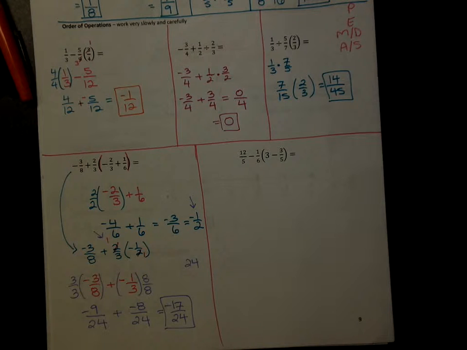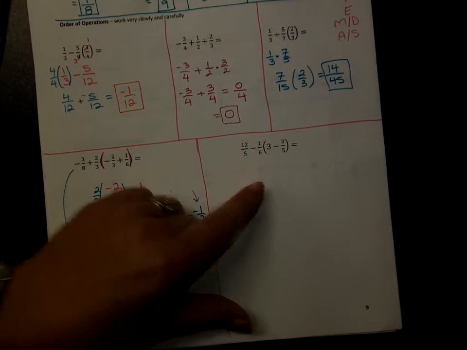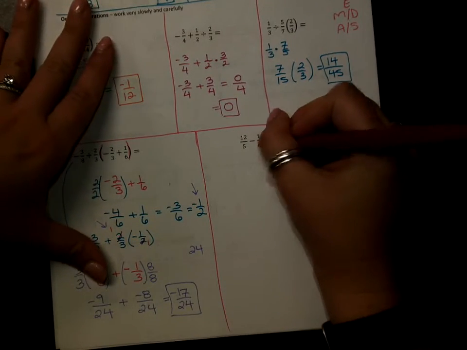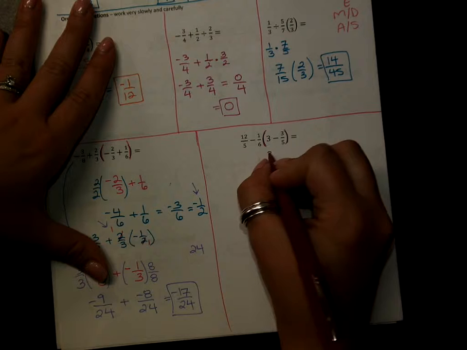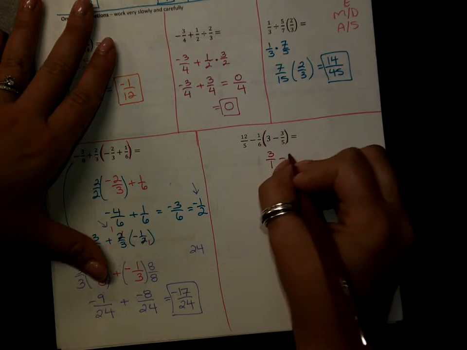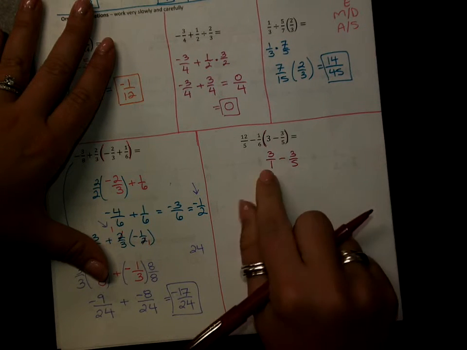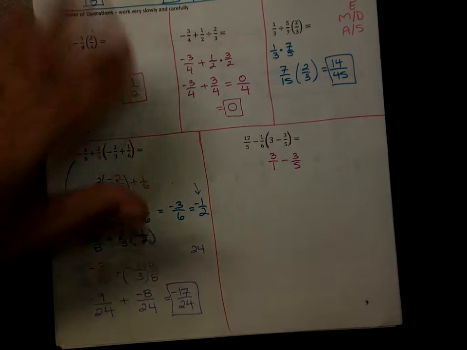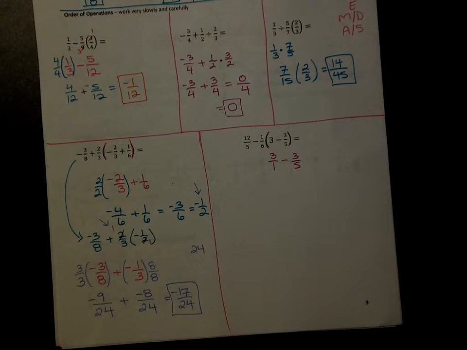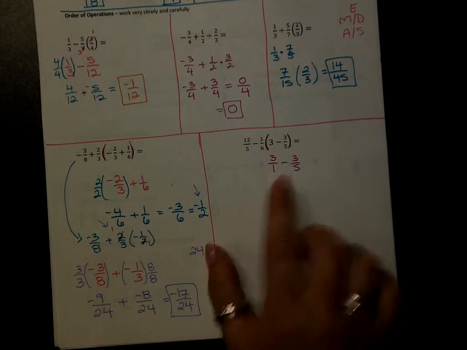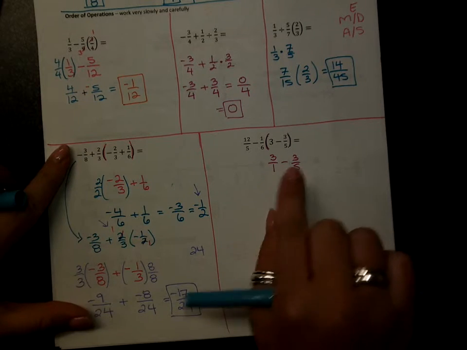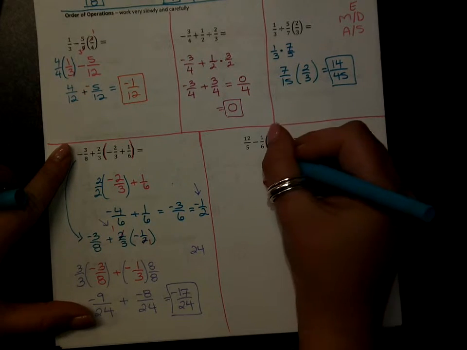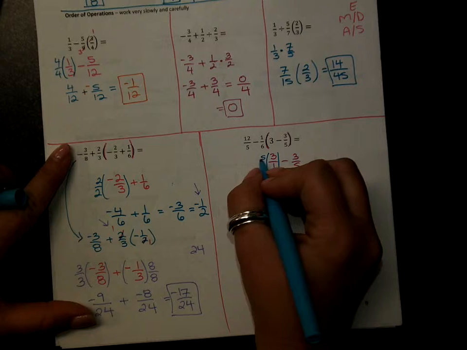Let's look at this last one. I'll slow down here. We go for the parentheses first. We see 3 over 1 minus 3 over 5. We always put integers over 1. Because it's subtraction, we need common denominators. We have a 1 and a 5, so we're going to make 5. Multiply this guy by 5 over 5.